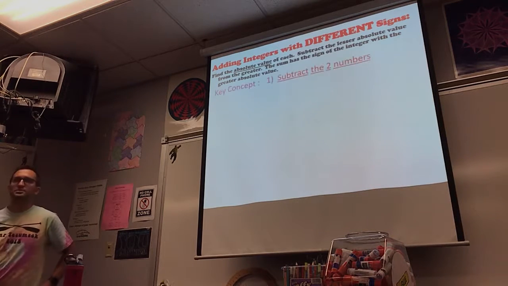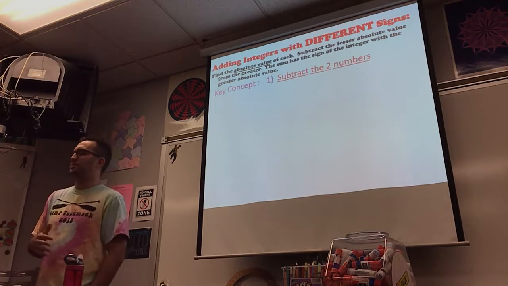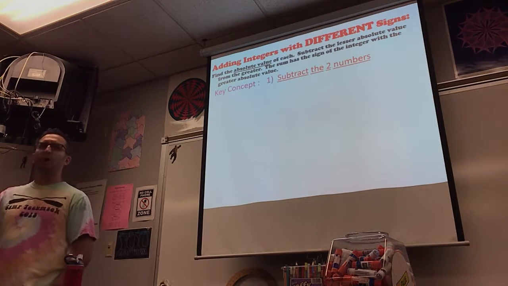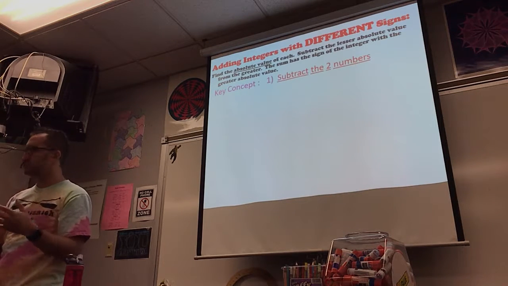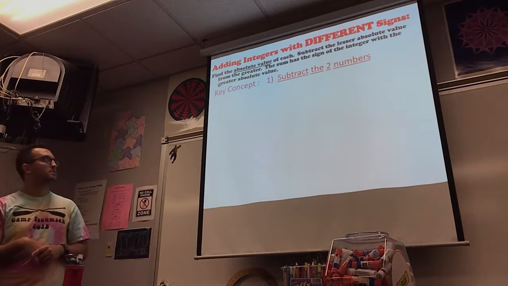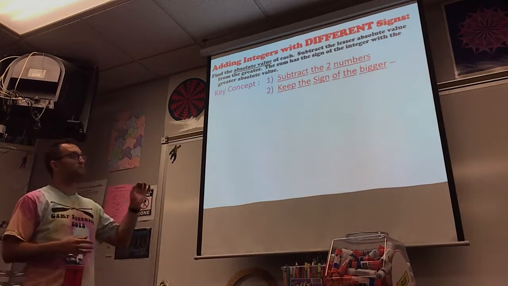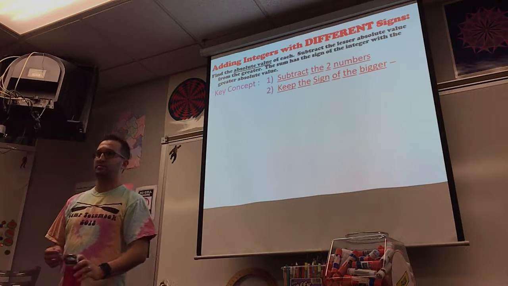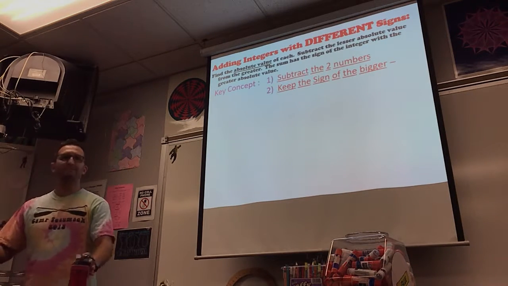So I summarize it this way. If you see 2 numbers that have different signs, you subtract them. When we subtract, we always subtract big minus little, no matter what. Subtract the 2 numbers, and then we have to keep track of the sign. We keep the sign of the bigger one. All right? We keep the sign of the bigger one.